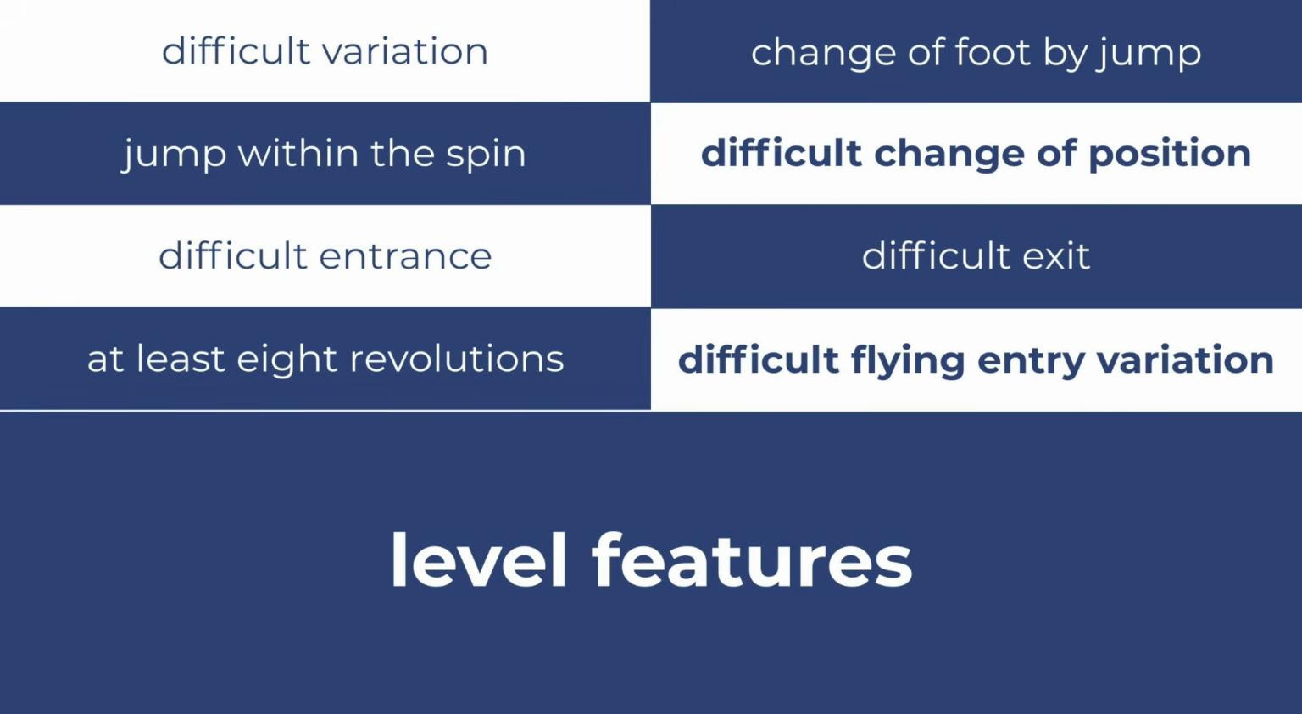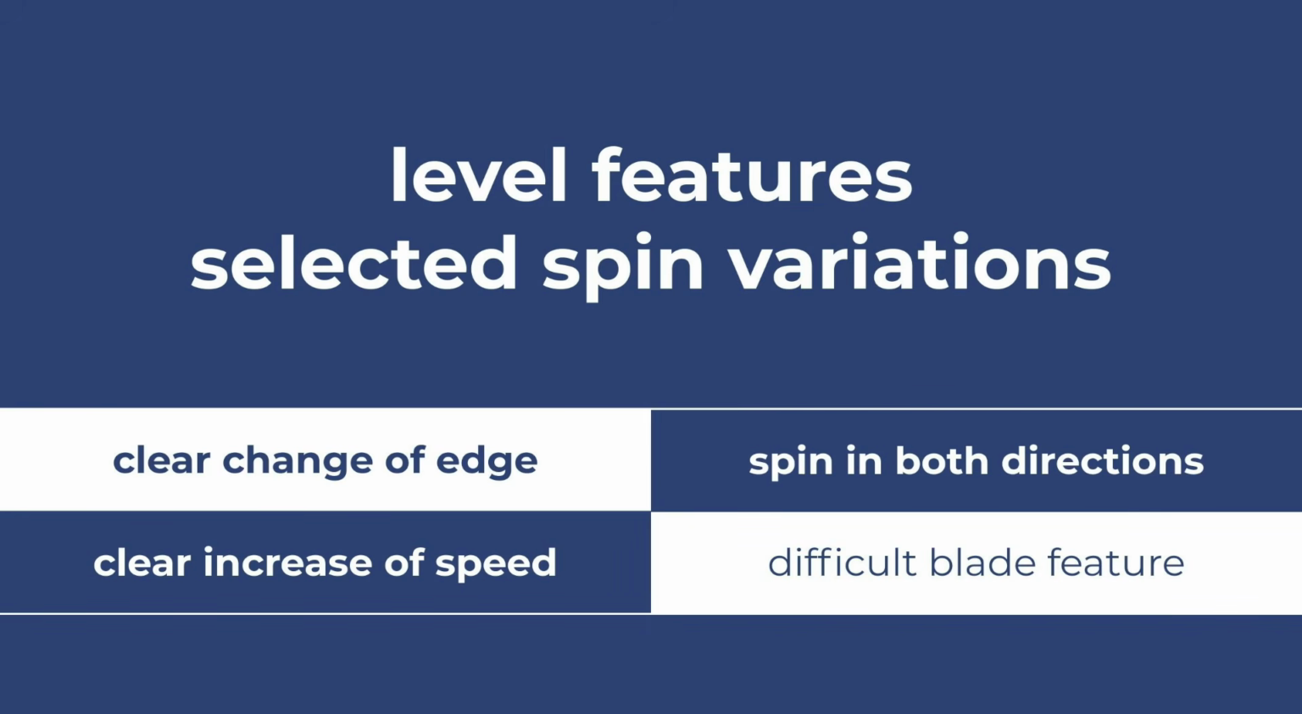At least 8 revolutions without changes in position, variation, foot, or edge, or a difficult variation of a flying entry. For selected spin variations, such as sit, camel, layback, Biellmann, or other difficult variation of an upright position specifically, additional level features are a clear change of edge, both directions immediately following each other, clear increase of speed, as well as a difficult blade feature.